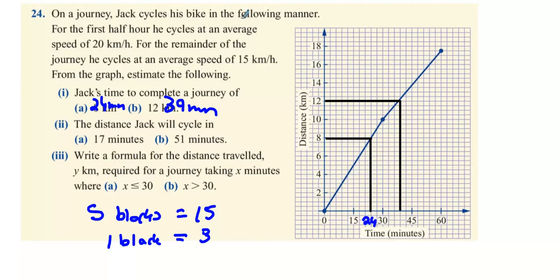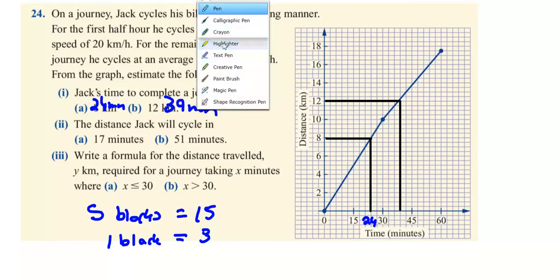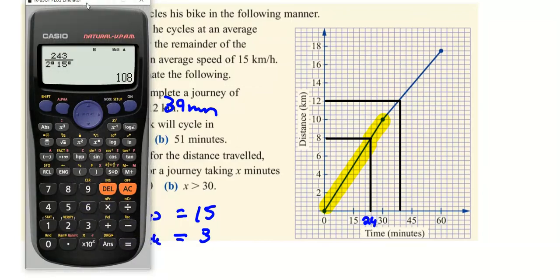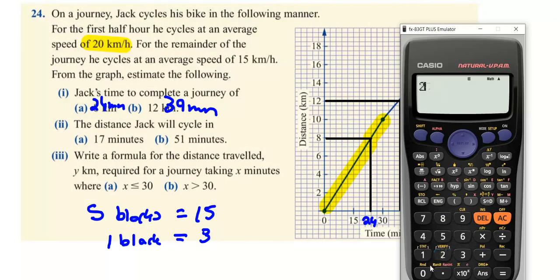Would everybody agree that for the first section of the course we're definitely going at the initial speed of 20 kilometers an hour? Now, 20 kilometers an hour for 17 minutes. Would you agree with that? I'm going to make a mistake. I want you to tell me what my mistake is.